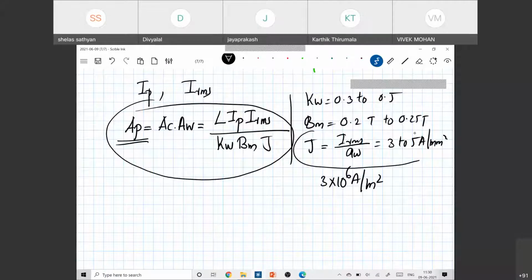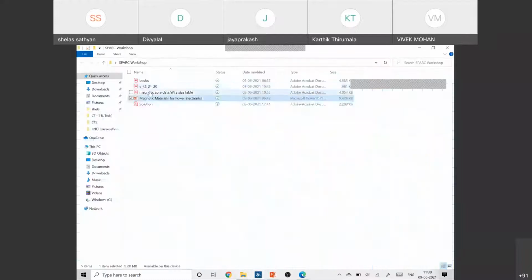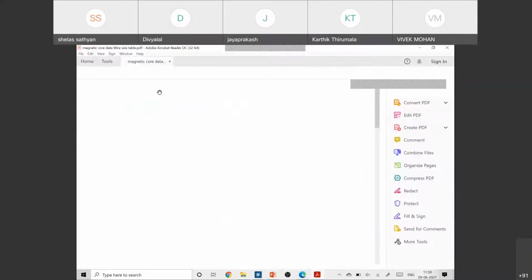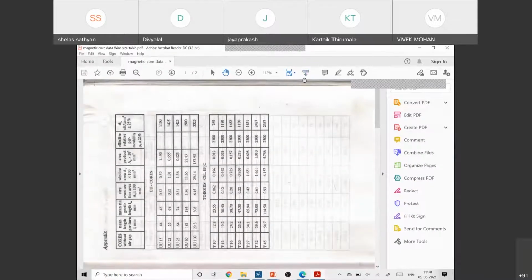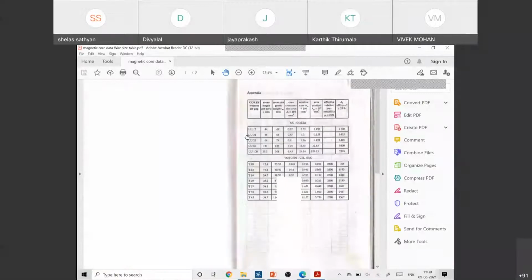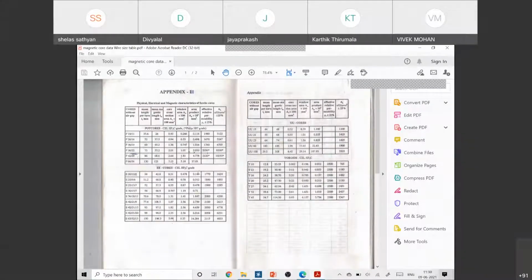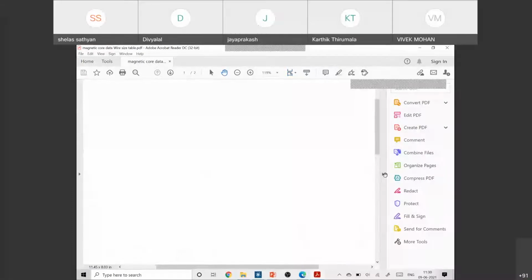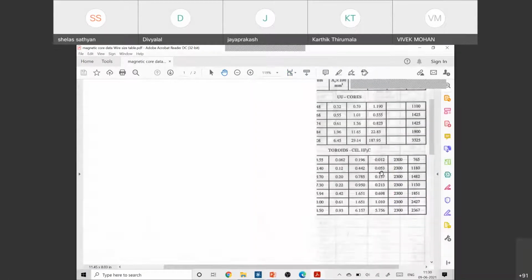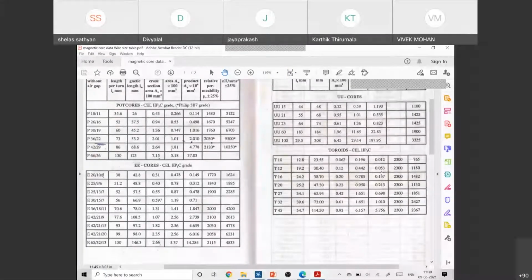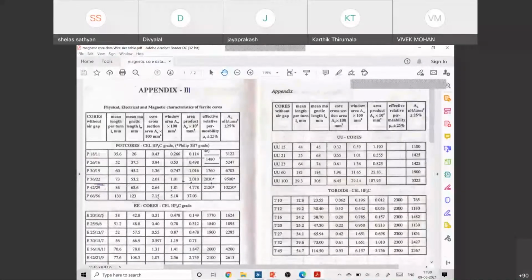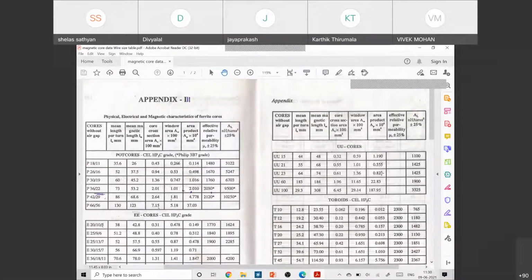Once you know this area product, then things are quite easy. Just go to a magnetic core table. So this is somewhat an old magnetic core table. The recent core tables have a large number of other cores also available. So I think it is visible, right? So the magnetic core table is visible.